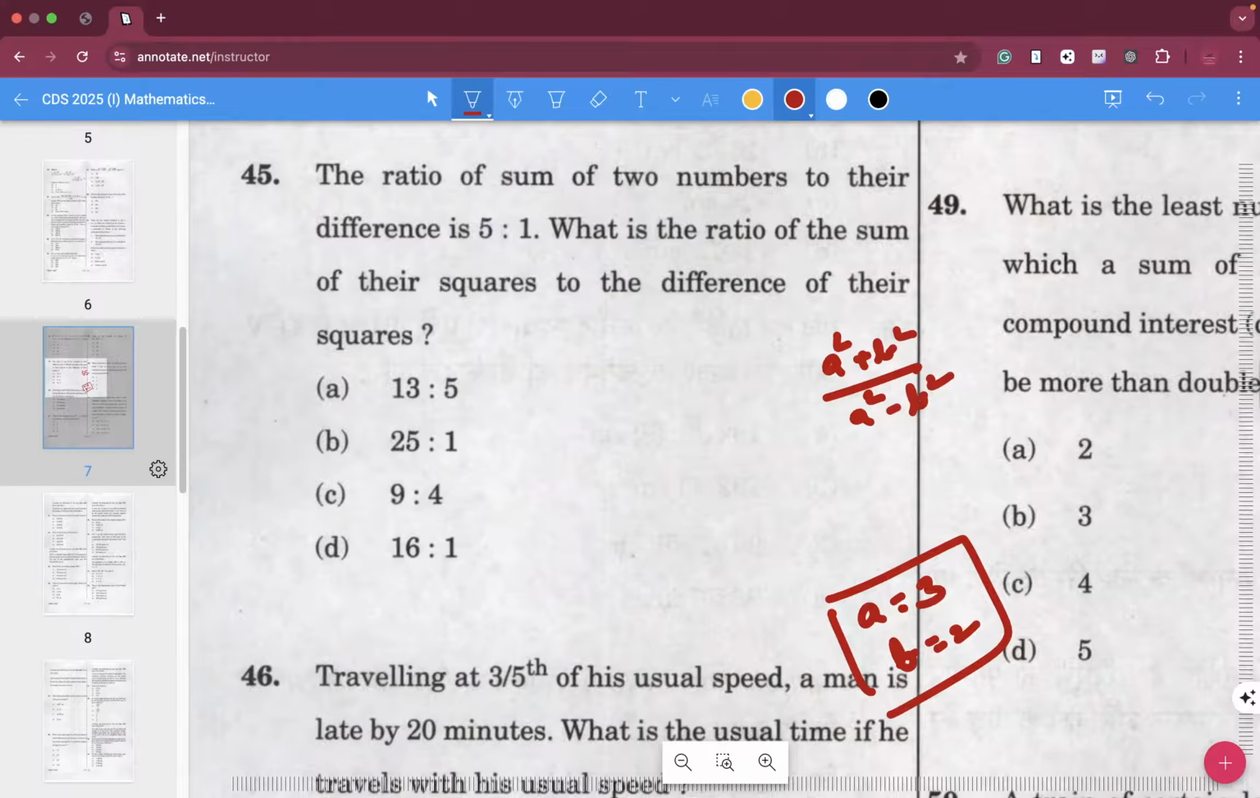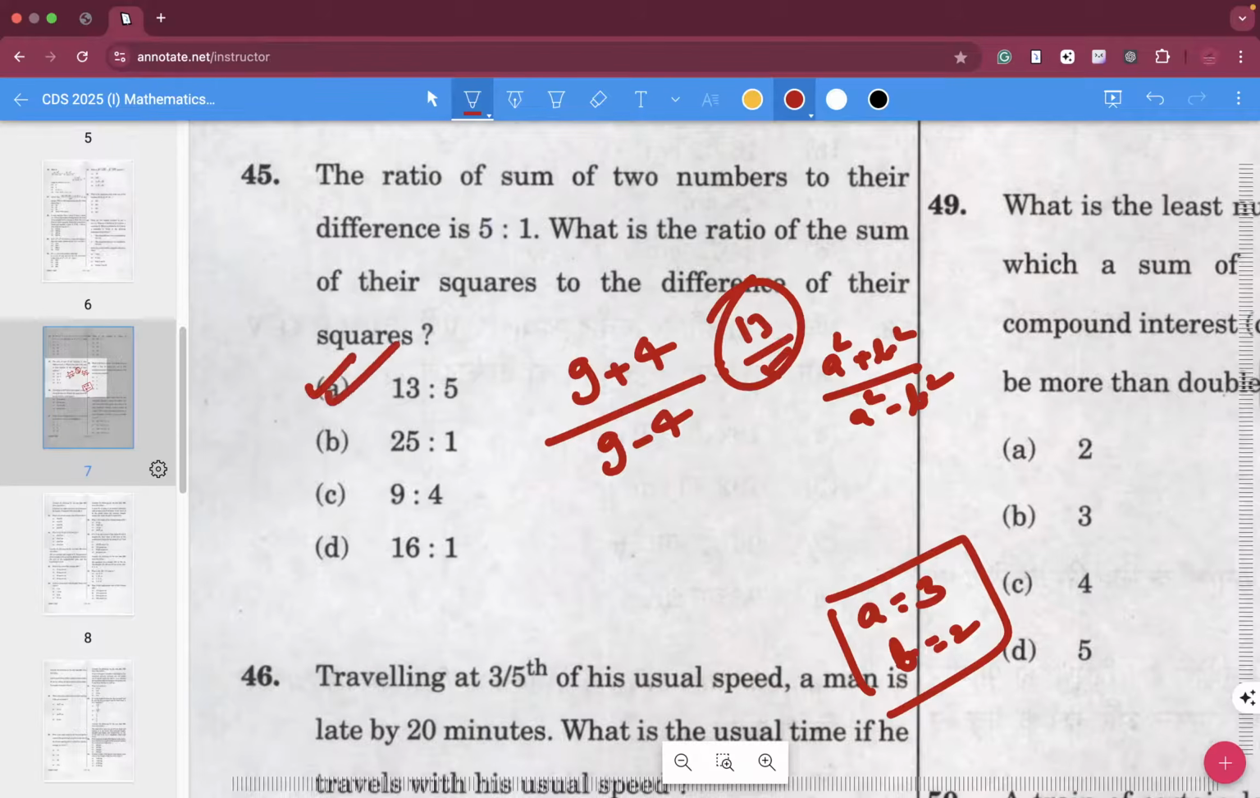A square is how much? 9. B square is how much? 4. A square minus b square is 9 minus 4, and a square plus b square is 9 plus 4, which is 13, by 5. Your answer is option number A over here, folks.